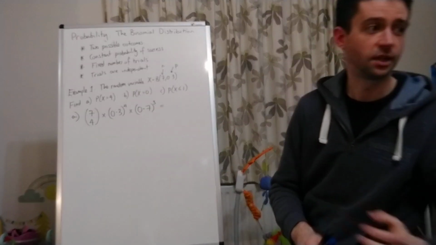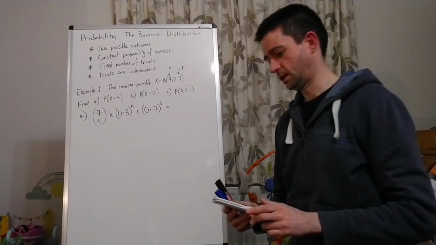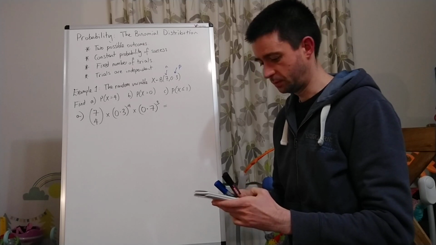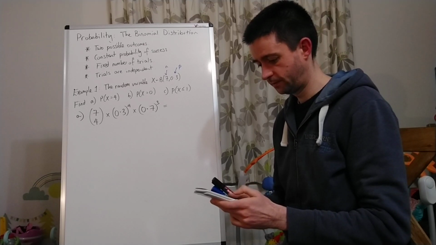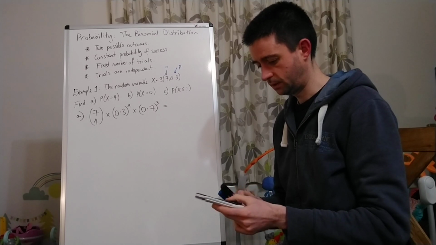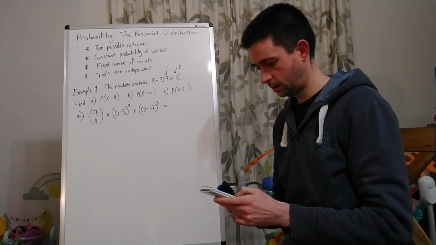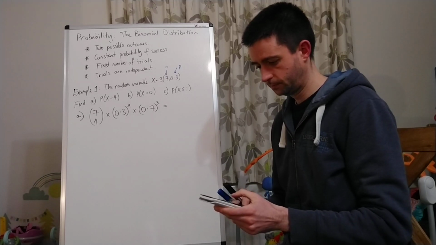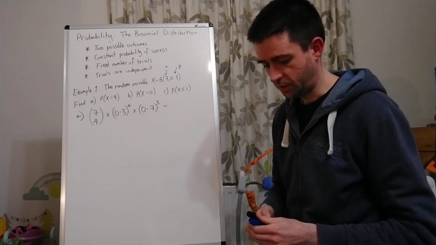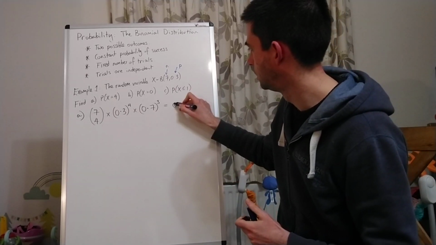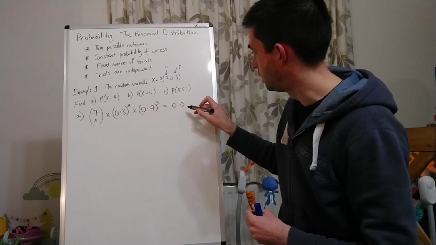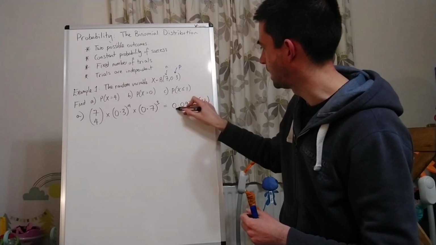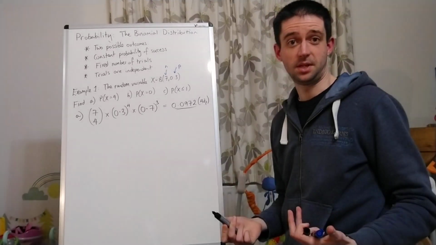That goes into a calculator. 7 choose 4, using, on these class with shift divide, and then multiply it by 0.3 to the power of 4 times by 0.7 cubed, and we get 0.0972 to 4 decimal places, which is the standard amount of rounding that you do in these questions.